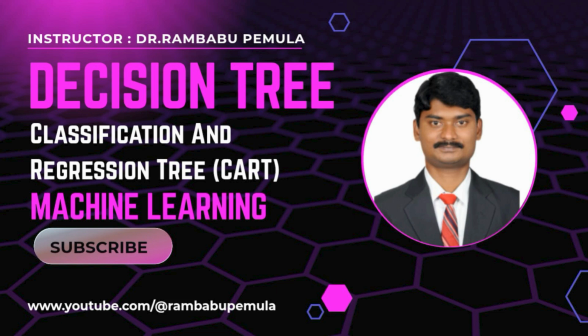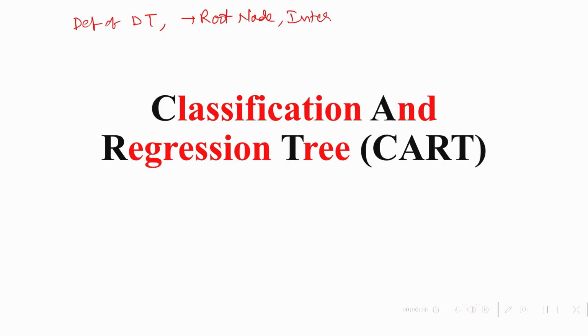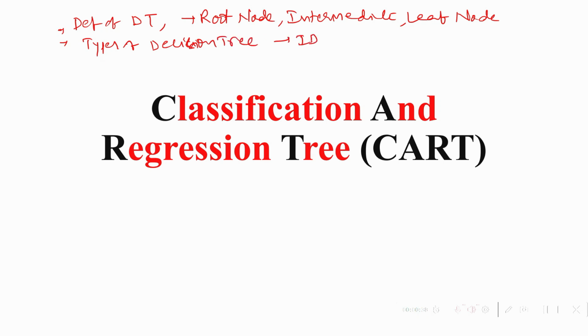In the previous video, we discussed the definition of a decision tree and some terminologies of the decision tree, like root node, intermediate node, and corresponding leaf node. We also discussed the types of decision tree algorithms like ID3, C4.5 and CART algorithm.